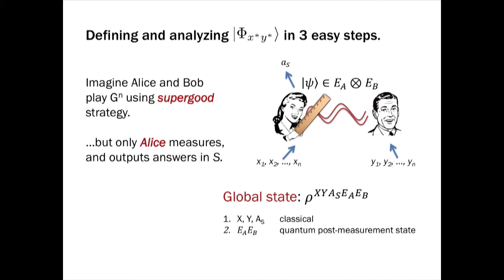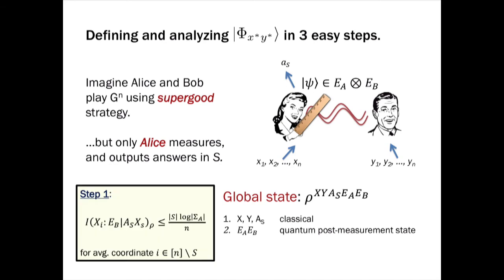Now let's just look at this system as a whole. And let's just think about the global state of the system. So we have these registers X, these registers Y, and this A sub S. These are all classical registers. They represent the inputs and outputs of the system. But we also have this E_A and E_B. And in these registers, we have the quantum post-measurement state. But again, only when Alice makes her measurement. Bob hasn't done anything yet.